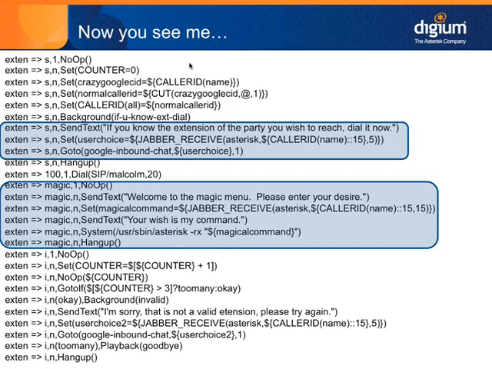Now, in this case, unlike the last example, I typed magic. So I've created an extension called magic, and here I send some more text. Welcome to the magic menu. Please enter your desire. Create an extension, or create a new variable called magic command that also uses the Jabber receive function. And then I use that variable in combination with the system command to execute the invisible command on the Asterisk CLI. And then we send some more text and we hang up.